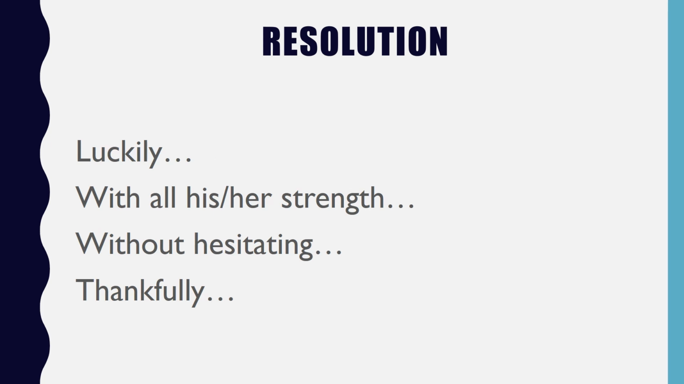So, the resolution. How is this going to be solved? Well, again, we've got 4 choices. Luckily, with all his or her strength, without hesitating, and thankfully.